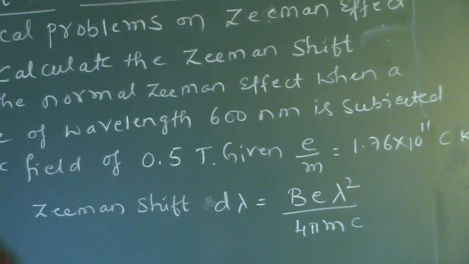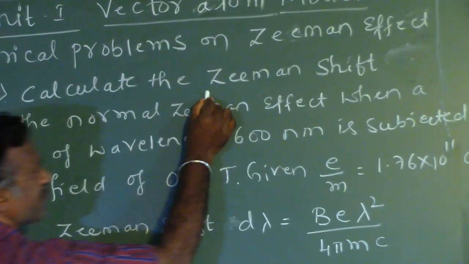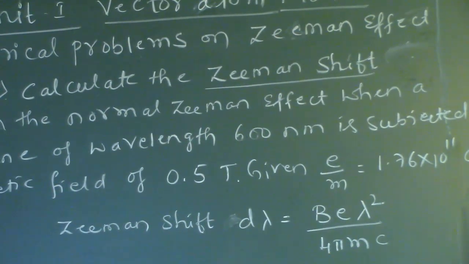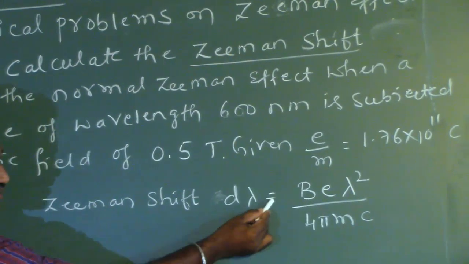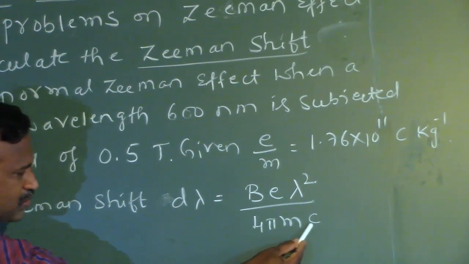Now we have to calculate the Zeeman shift that is produced, because in the problem they have asked us to calculate the Zeeman shift. So what is the expression for the Zeeman shift? The expression is d lambda equal to B into e into lambda square divided by 4 pi m into c.